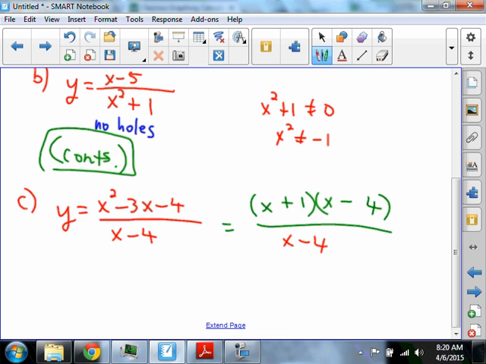Holes happen when there's common factors in the numerator and the denominator. So this graph's going to have a hole in it. Where at? There's going to be a hole when x equals 4.